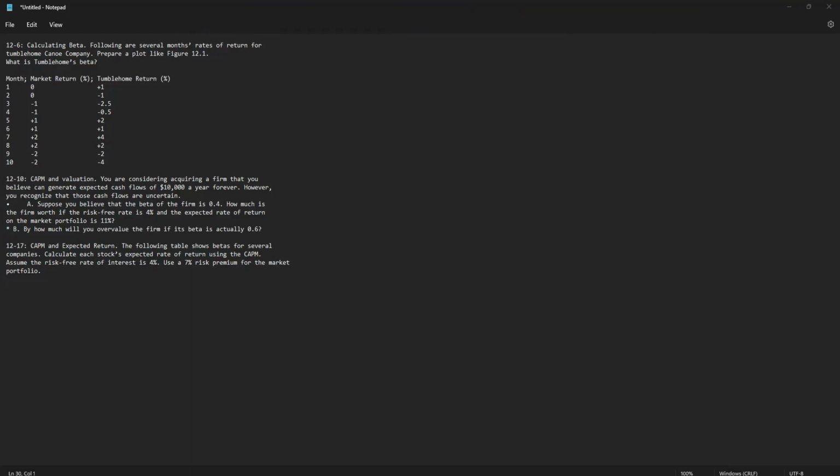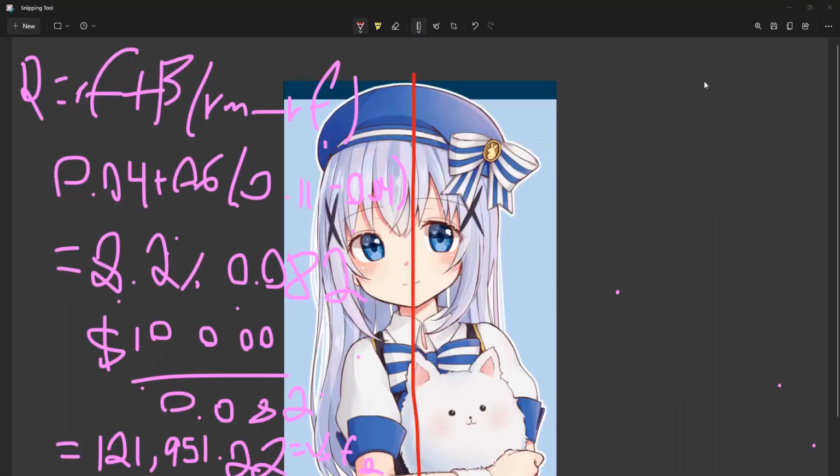It'll be the companies and betas for us. The companies are Caterpillar, Cisco, Harley-Davidson, and Hershey. As for their betas, they are 1.63, 1.24, 0.82, and 0.24. Once more, I would like to reiterate that the risk-free rate is 4% and the premium is 7%. Now that we know that, we will use the same formula again.